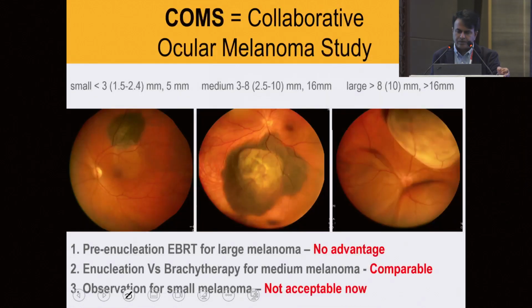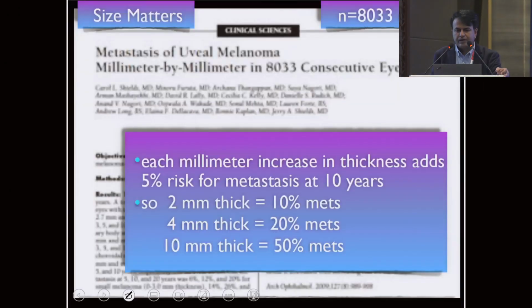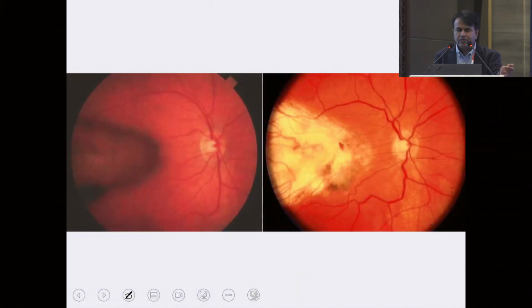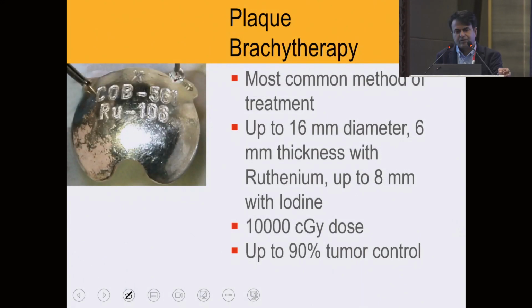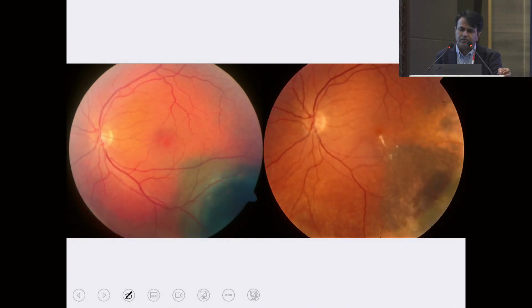In choroidal melanoma, we go by the COMS protocol, but then we don't do this anymore. Observation of small melanoma is not to be done anymore. We are waiting too long. Every millimeter adds to the risk of metastasis. For small melanomas, we treat with transpupillary thermotherapy, whereas for medium-sized melanoma, we use plaque brachytherapy.